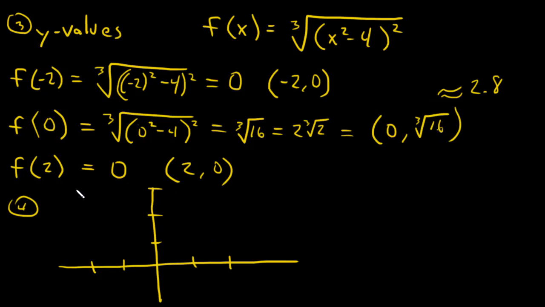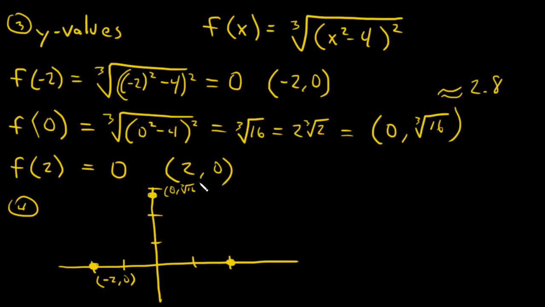So the 3 locations are going to be at negative 2, 0, 0, 2.8, so somewhere up here, and finally 2, 0. So I found before that this was a min. So at negative 2, 0, I had a min. At 0, cube root of 16, I had a max.